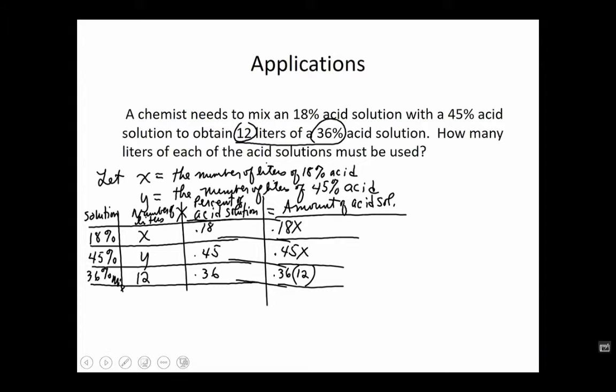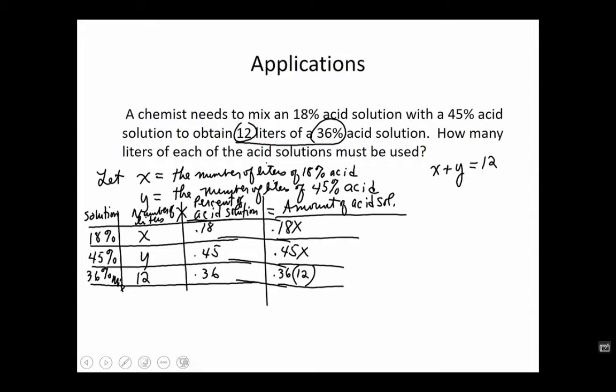Now we can write the system. How do we write the system? We know that we have a total of how many liters? 12. So that's x plus y, the number of liters in the 18% solution plus the number of liters in the 45% acid solution. And we know that we will have a total of 12 liters. So x plus y is equal to 12.